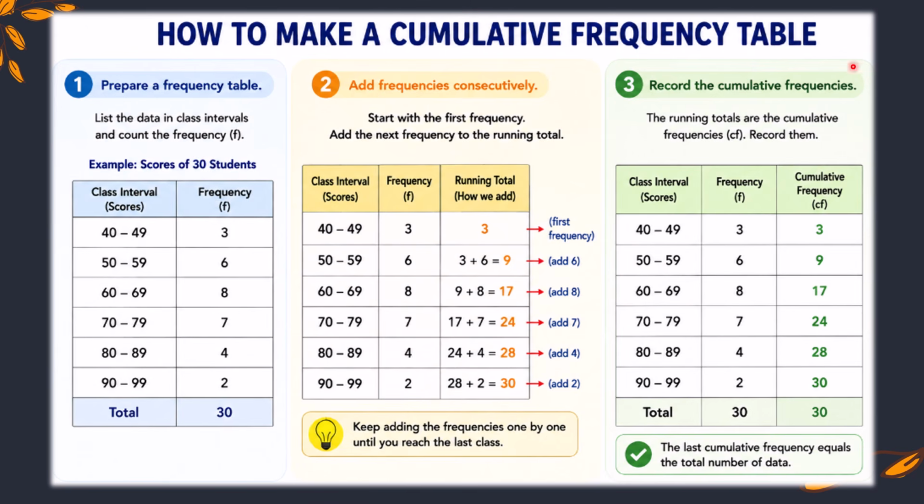Third, record the cumulative frequency. The running totals are the cumulative frequency. So we need to record them. Once recorded, this is our cumulative frequency: 3, 9, 17, 24, 28, and then 30. The total for the frequency is 30, and if we add all, the total must also be 30. The last cumulative frequency equals the number of data.